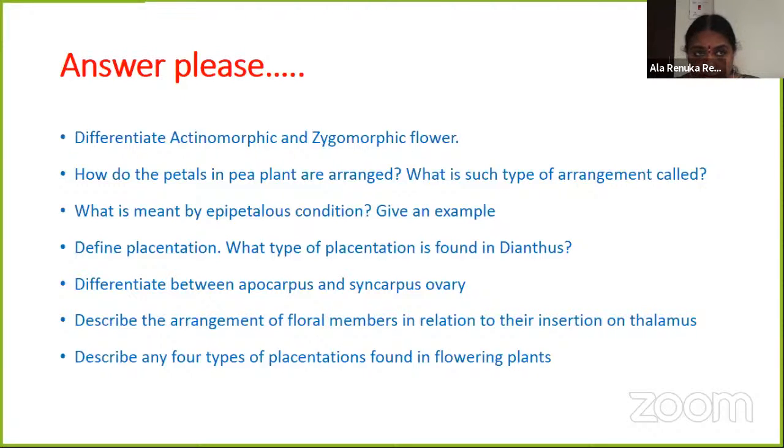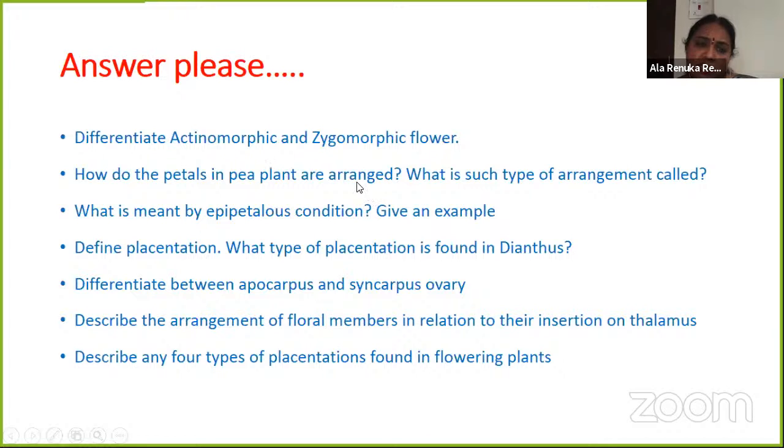It is called vexillum. It is descendingly imbricate type of aestivation. In this, it will have an outermost standard petal, which overlaps the two lateral petals called wing petals on either side below it. Inside the wing petals or lateral petals, there are two petals which are fused to form keel petals, which will enclose the essential organs of the flower. It is a description of arrangement of petals in pea plant or Fabaceae members.